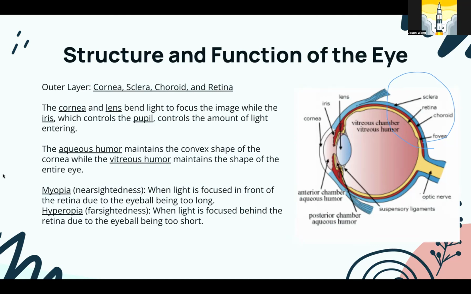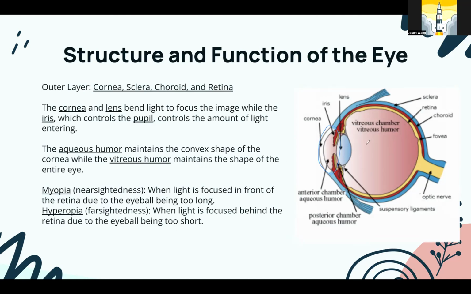Now, another component of the eye that we need to know is the aqueous and the vitreous humor. So the aqueous humor maintains that convex shape of the cornea. That's very important to know, that the cornea has that convex shape, same as the lens, right? It has that convex shape. It's essentially a convex lens, and eventually, if you go to the chemistry and physics section, I'll be posting about what type of system that is.